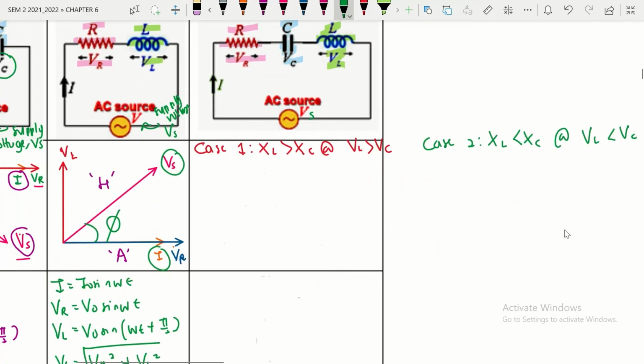Okay, so let's start with the phasor diagram. Okay, so phasor diagram kan ada dua case kan, jadi dia akan ada dua phasor diagram. Okay, so bila dia ada dua phasor diagram ni, kejap give me a moment, kita start dulu dengan current. Okay, so ini akan ada current lah. So this is your current.